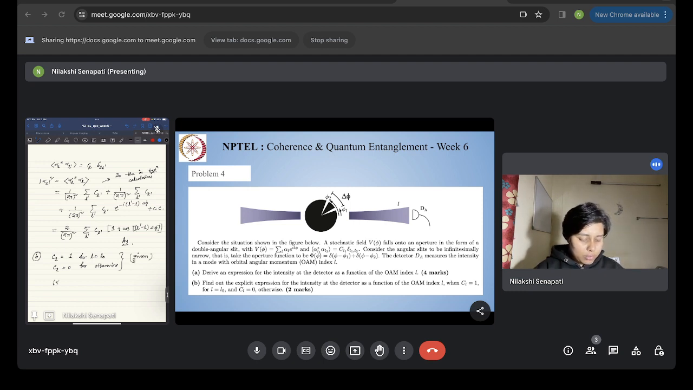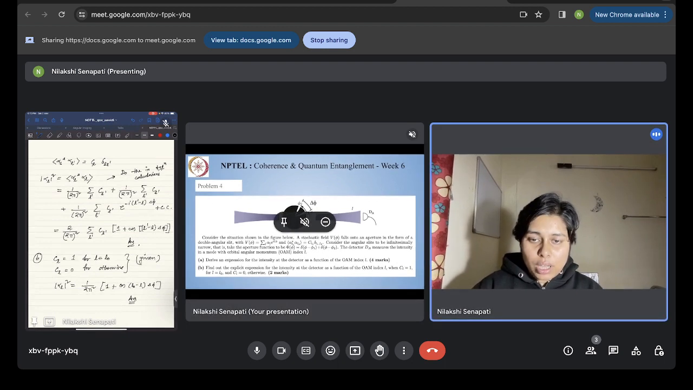So alpha L square becomes 1 by 2 pi square (1 + cos(L0 - L del phi)). So this is the answer. We have found the expression of intensity at a detector where this condition is given to you.